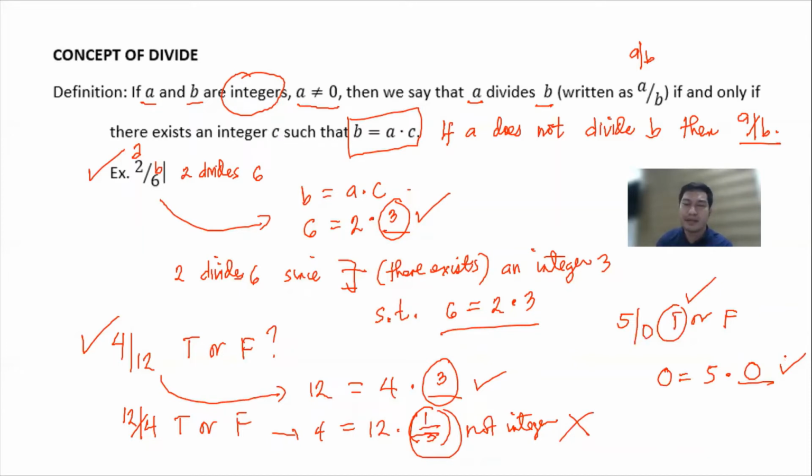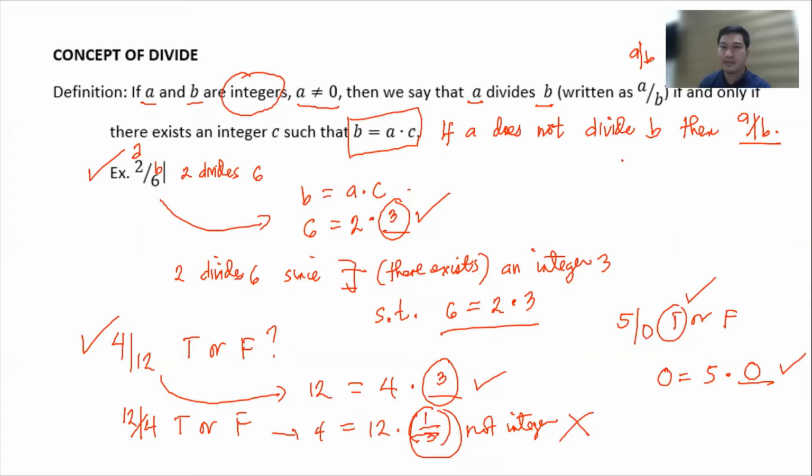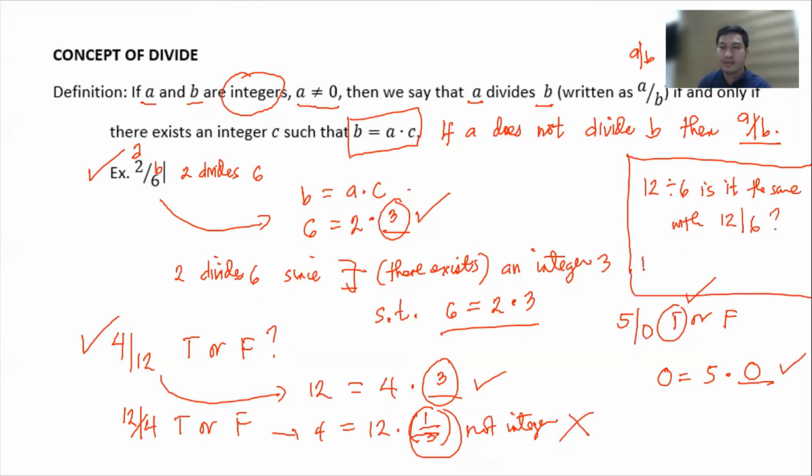So I think we already have the basics on divide. So I think our question now is, is it different from the divide that we have? For example, let's have this one. If you say 12 divided by 6, is it the same as 12 divides 6? Let's check. If we say 12 divided by 6, we can have 2, right? But if we say 12 divides 6, this is wrong.